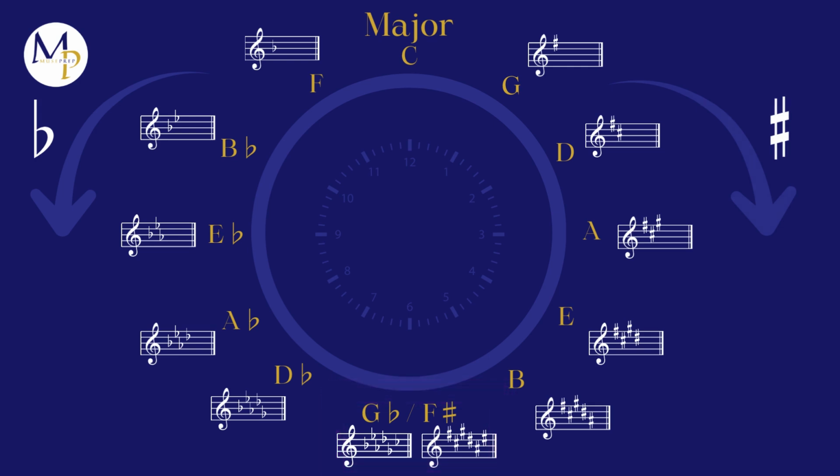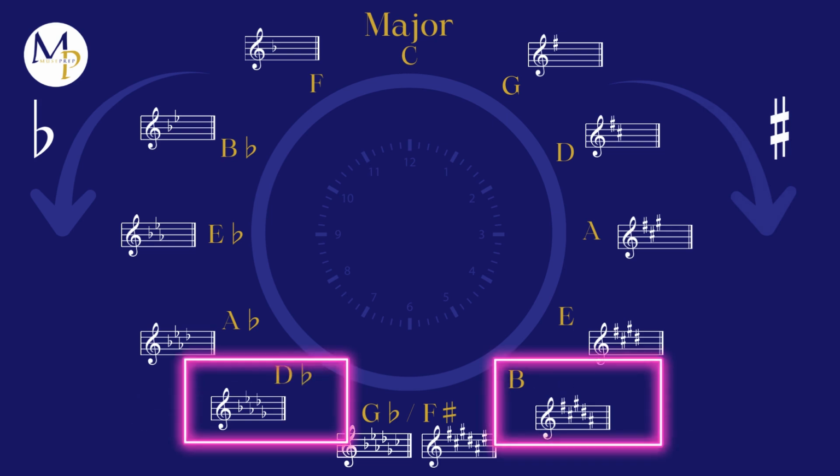Theoretically, there are also keys beyond this point, such as C sharp major with 7 sharps, enharmonic to D flat major, and C flat major with 7 flats, enharmonic to B major. In practice, we usually prefer D flat major and B major because they are easier to read.